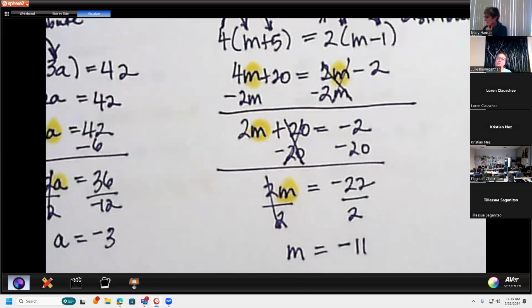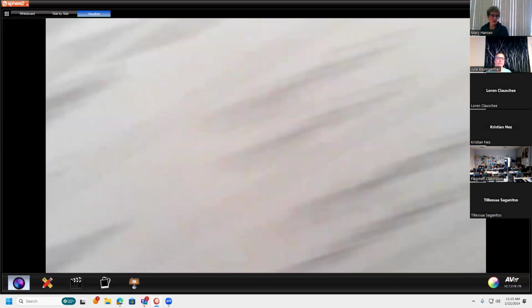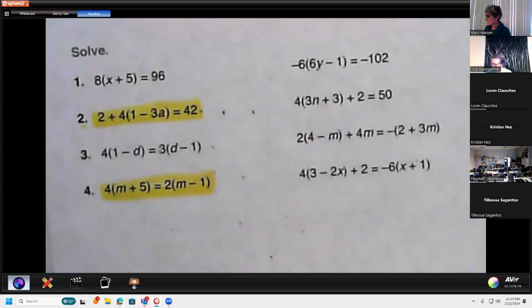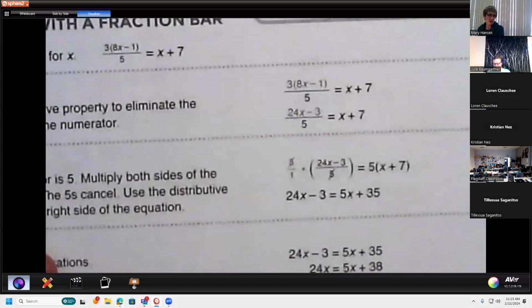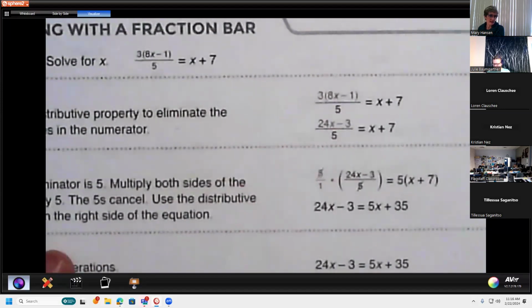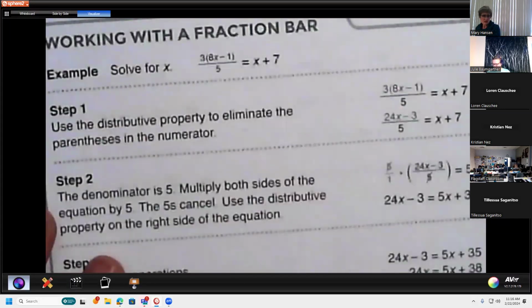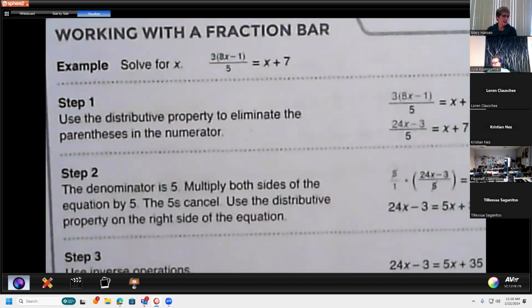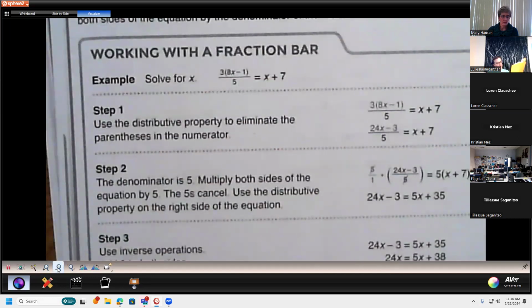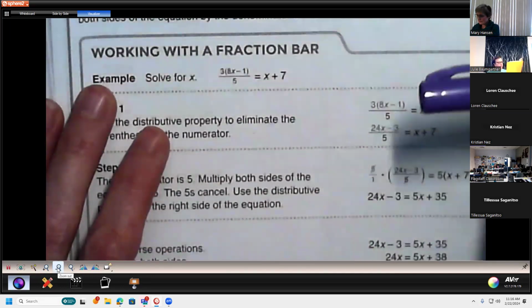Okay. All right, I want to show you, on the next page, on page 43, there's just another situation that works with parentheses that you can see. And that is when we've got a fraction bar involved in our equation too. Oh, we didn't get that far last week, did we? Oops.